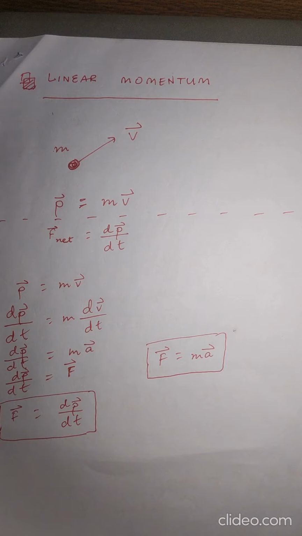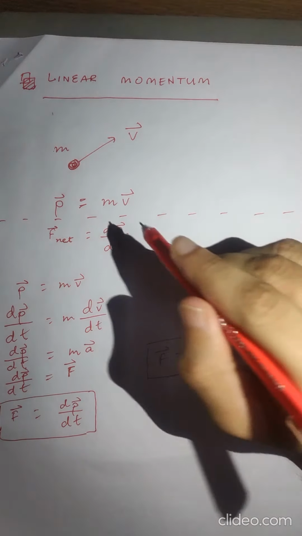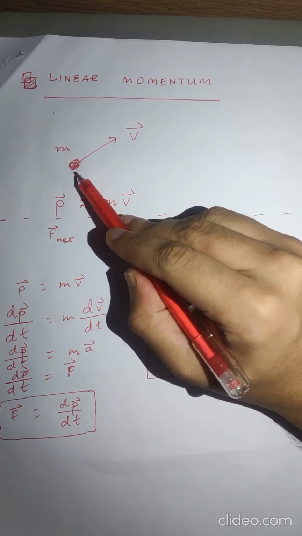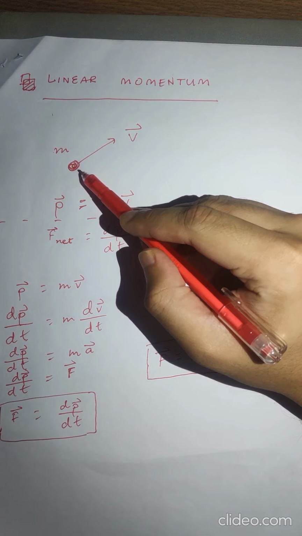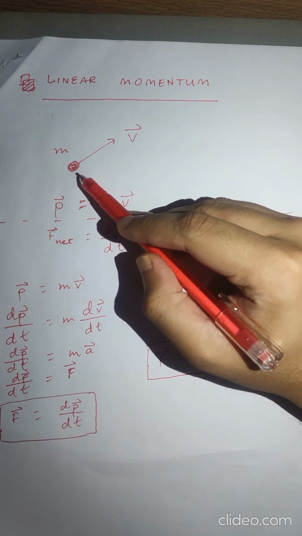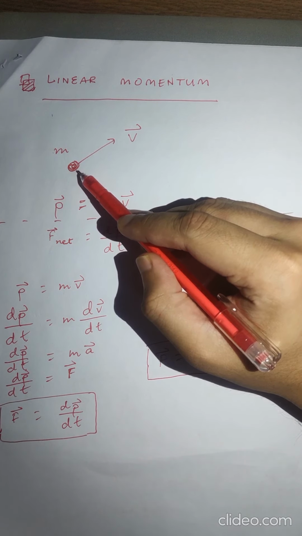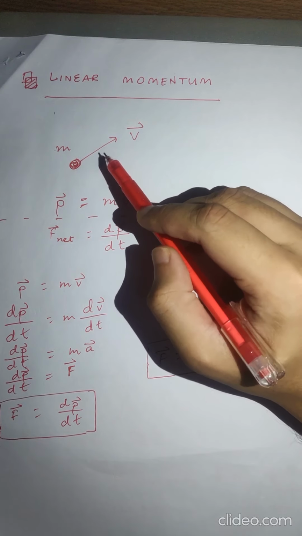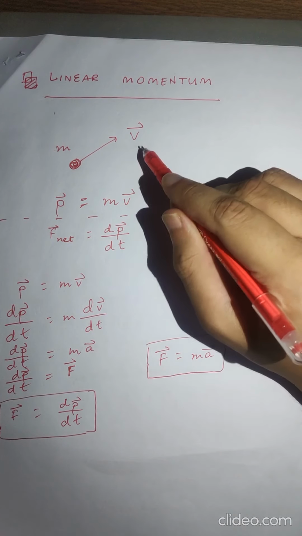Here I will talk about linear momentum. Right here I have a particle with mass m, and let's say this particle is trying to move in a particular direction at some given velocity v.